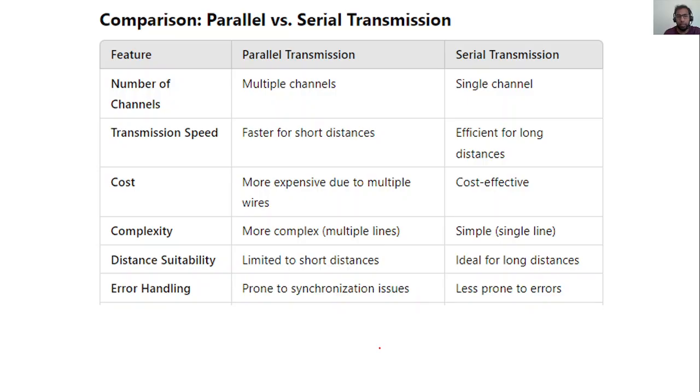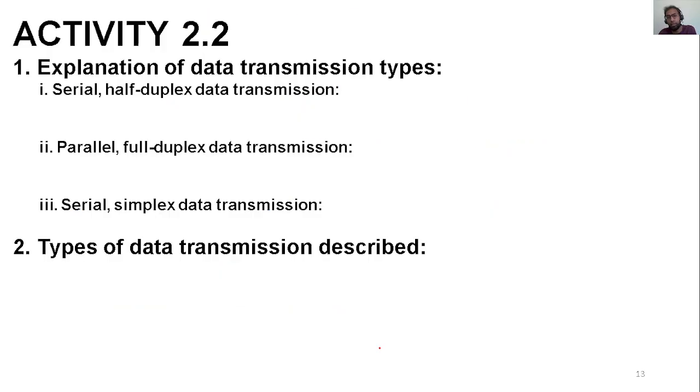So let's see this difference again. Number of channels. These are the things that are different in parallel and serial. Parallel has multiple channels. Serial has a single channel. Transmission speed: parallel is faster, serial is slower. Cost: parallel is very expensive, serial is cost effective. Complexity: parallel is more complex, and serial is simple. Distance suitability: limited to short distances is parallel, and ideal for long distances is serial. Error handling: parallel is prone to synchronization errors, and serial is less prone to errors.